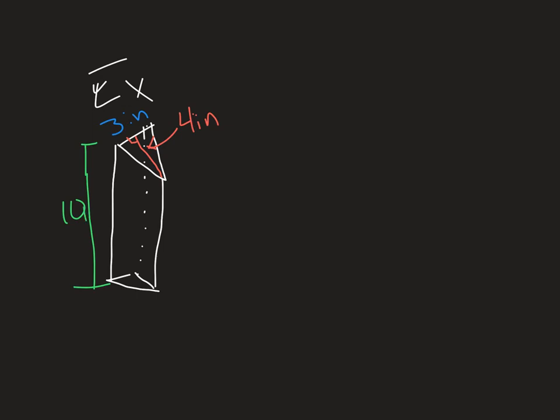In particular here, I have a triangular prism. Okay, the base is a triangle, and I'll redraw it here, that looks like it has a height of 4 inches and a base of 3 inches. So first things first, I need to figure out the area of this triangle.